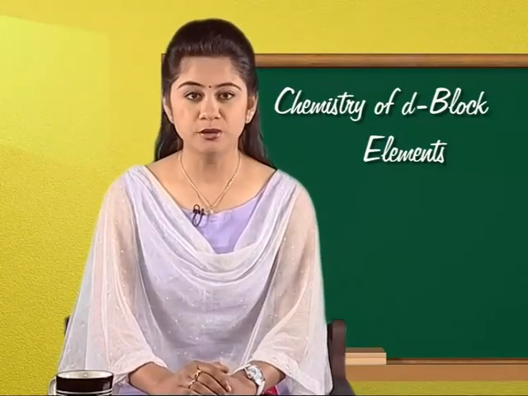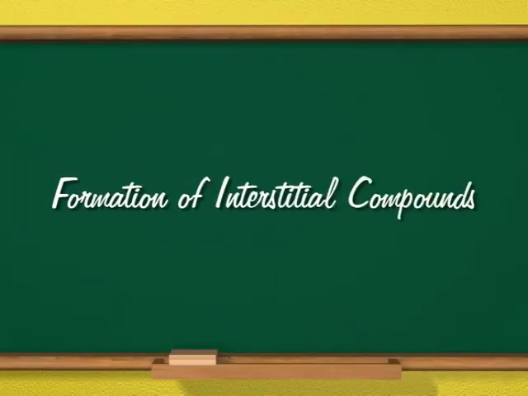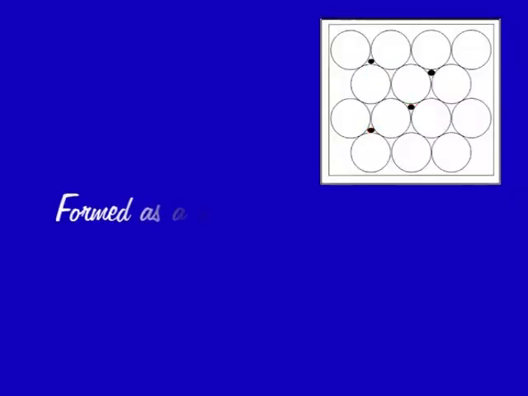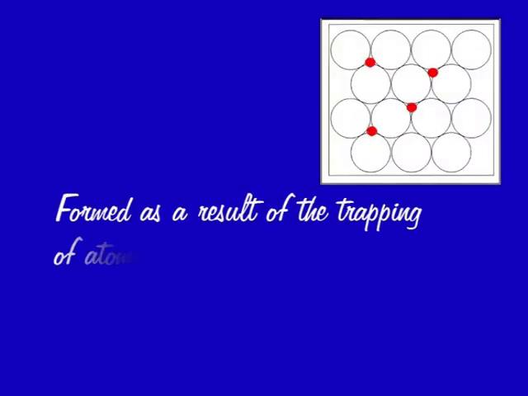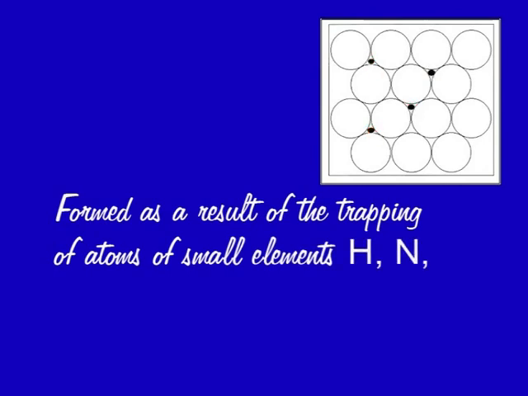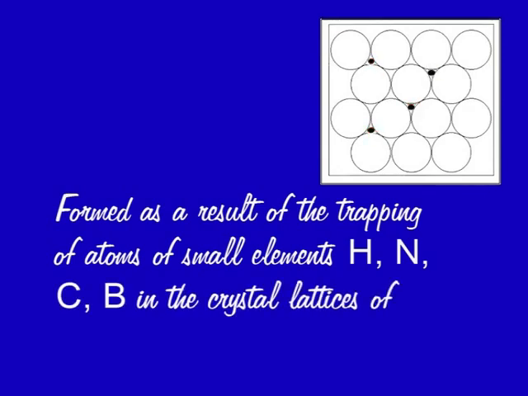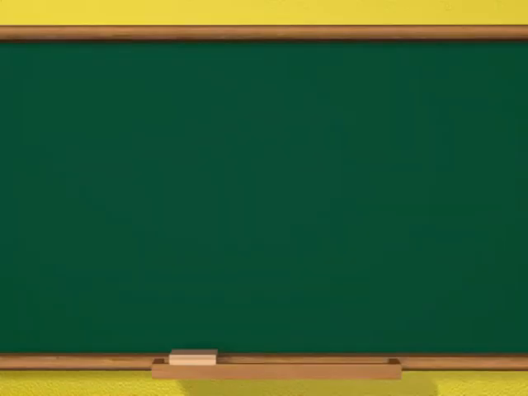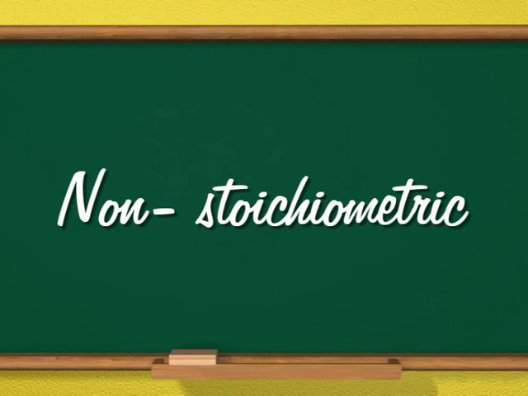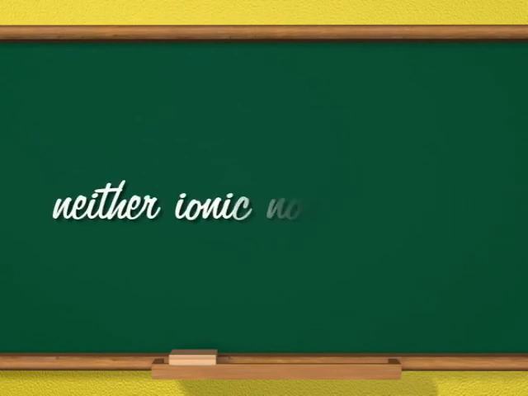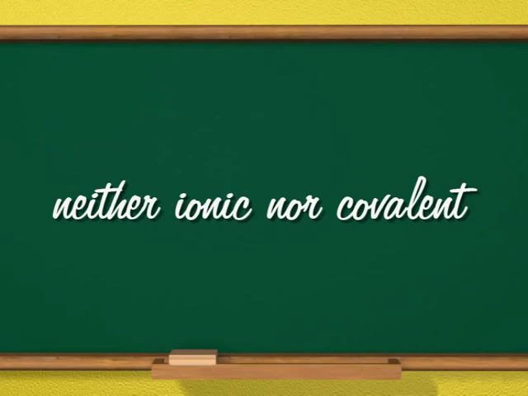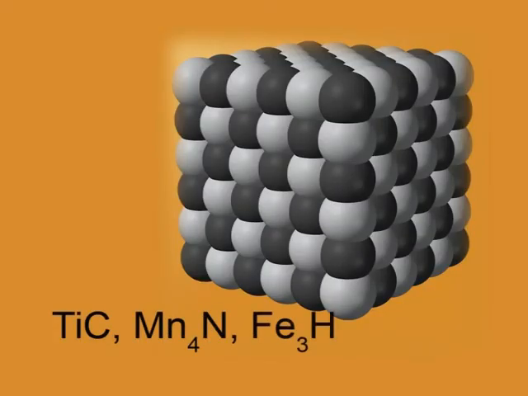Next, we will talk about formation of interstitial compounds. These are formed as a result of the trapping of atoms of small elements like hydrogen, nitrogen, carbon, boron in the crystal lattices of certain metals. These are non-stoichiometric in nature and are neither ionic nor covalent. A few examples are titanium carbide (TiC), Mn4N, Fe3H, etc.